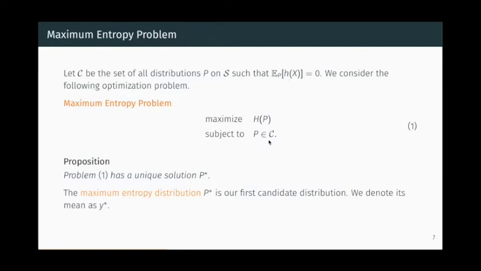This is a very well studied problem, and we have the first result: this problem has a unique solution, P star. P star is what we call the maximum entropy distribution, and this is going to be our first candidate distribution to sample from the target set S of H. We're going to denote Y star as the mean of P star. Now I want to characterize P star.